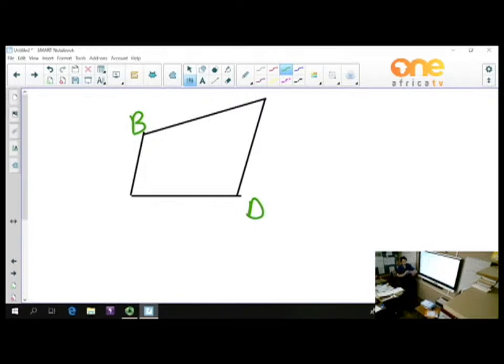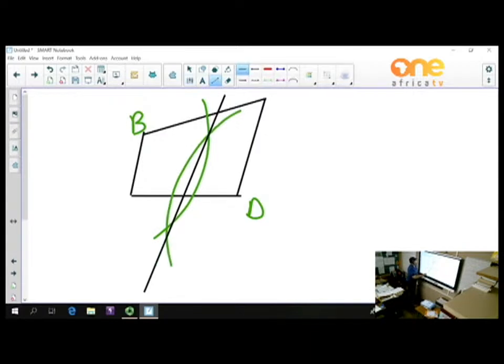So you will put your compasses on B and draw an arc. And you will put your compasses on D with that same length. And this is then where we draw the perpendicular bisector of BD. Remember, it's now that line. Oh, mine doesn't look very nice. It's a perpendicular bisector.